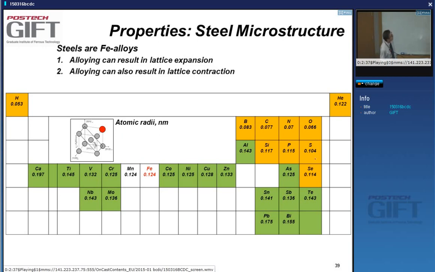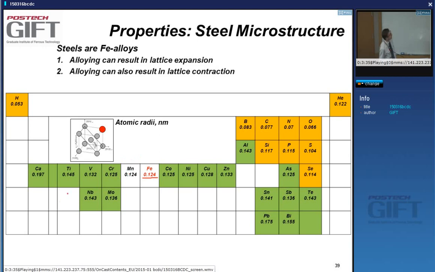So this is the periodic table of elements, and the elements that are indicated are the main alloying elements in steels. And I've indicated the atomic radii. So iron is actually a relatively small, dense element as they come. 0.124 nanometers. Manganese is about the same size, and then the green elements are the ones that are larger in size. Orange ones are the ones that are smaller in size.